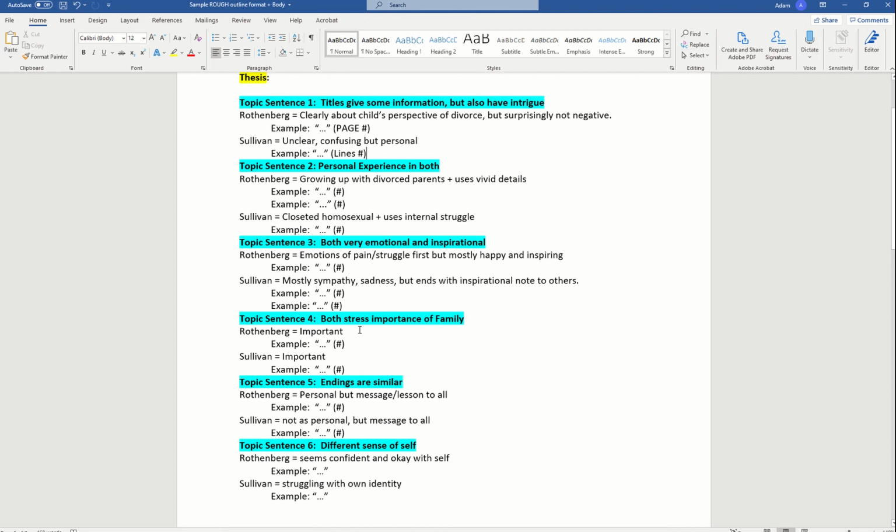Another idea I had is that both stress the importance of family. Rothenberg equals important, Sullivan equals important. Pretty simplistic. This paragraph is going to be about how Rothenberg thinks family is important, with an example and an explanation of the quote, and then same for Sullivan.